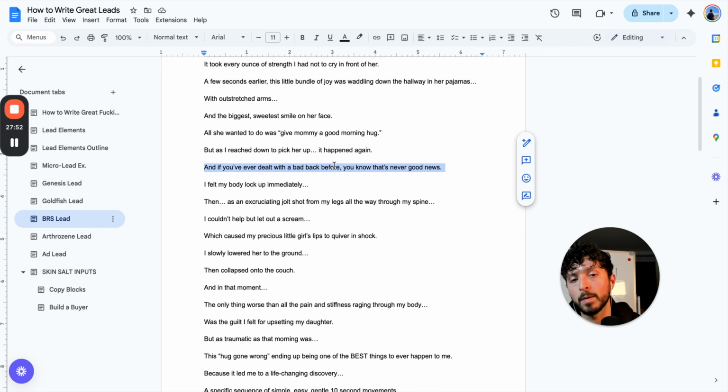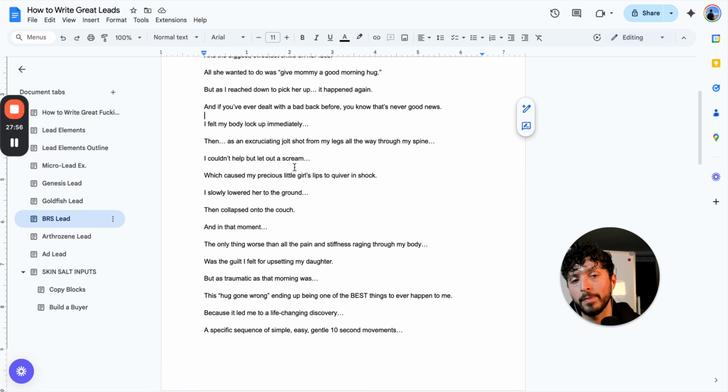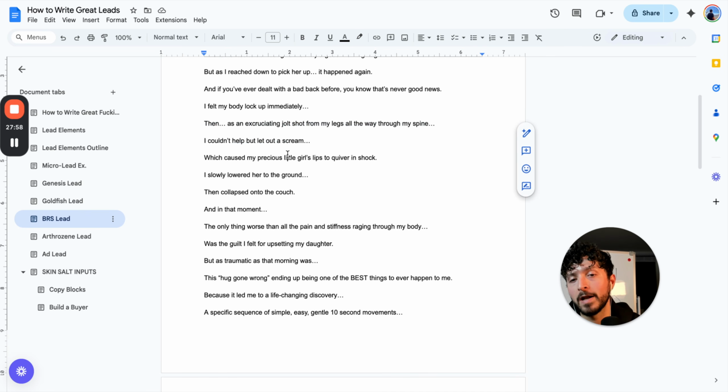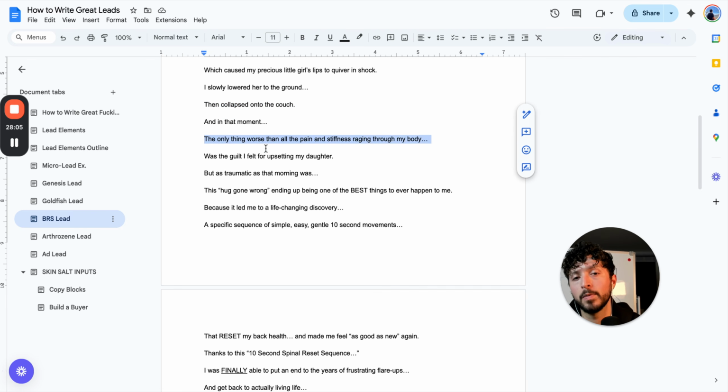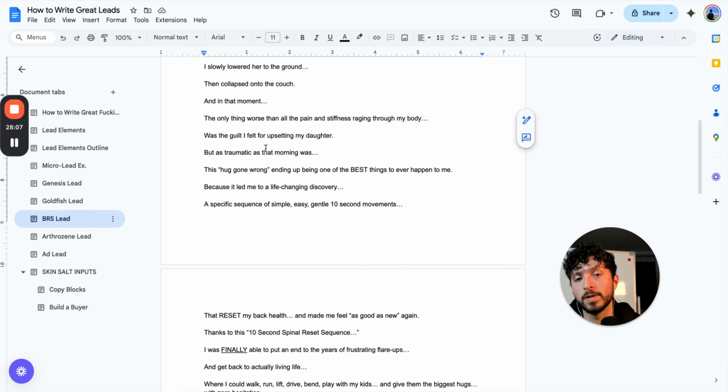And if you've ever dealt with a bad back before, you know it's never good news. I felt my body lock up immediately. Then an excruciating jolt shot from my legs all the way through my spine. I couldn't help but let out a scream, which caused my precious little girl's lips to quiver in shock. I slowly lowered her to the ground and collapsed onto the couch. And in that moment, the only thing worse than all the pain and stiffness raging through my body was the guilt I felt for upsetting my daughter.